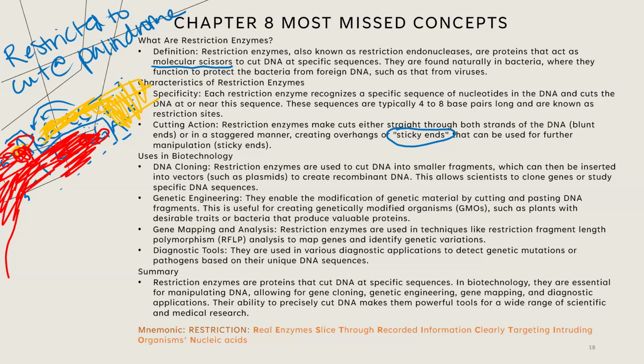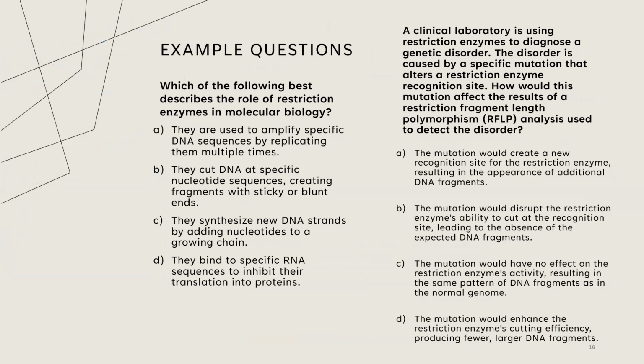Our little mnemonic is restriction. Real enzymes slice through recorded information, clearly targeting intruding organisms. Oh, they're nucleic acids. Sorry, I left out the nucleic acid. Clearly targeting intruding organisms' nucleic acids. Such a little mnemonic for that one. That one I feel like kind of self-explains itself. But in the notes, if you want more explanation, it is there.